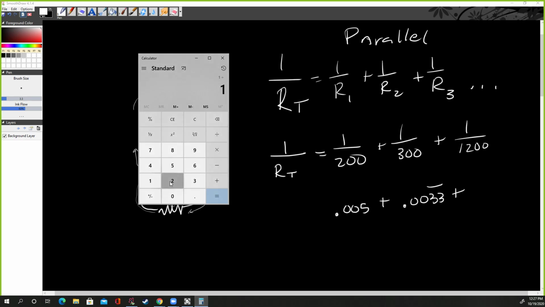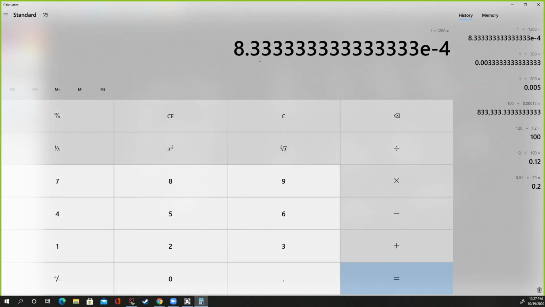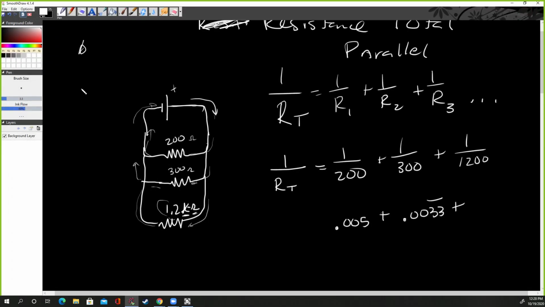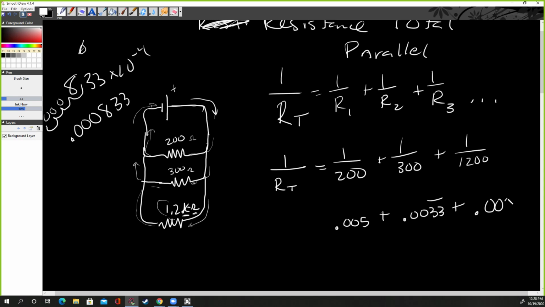1 divided by 1,200 is equal to, that's a big number. It's 8.33 times 10 to the negative fourth. So what is that? That's move the decimal place 4 times. 1, 2, 3, 4. So there's 3 zeros here. So 0.000833. There's our 3 numbers.